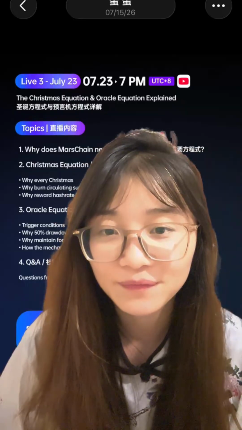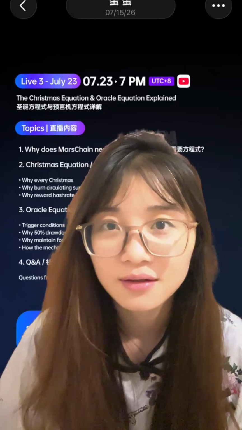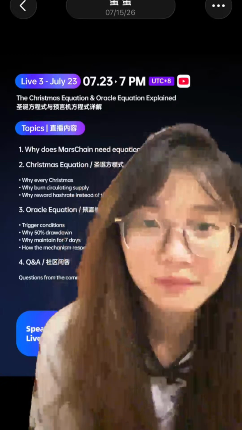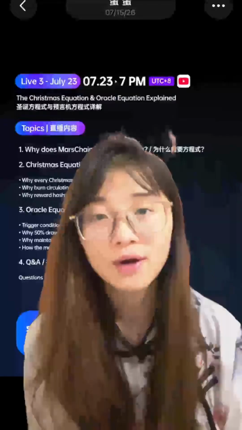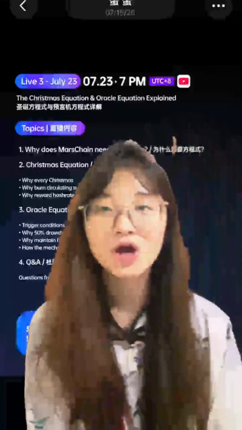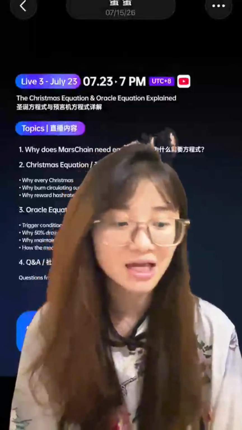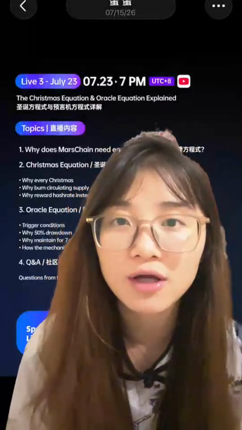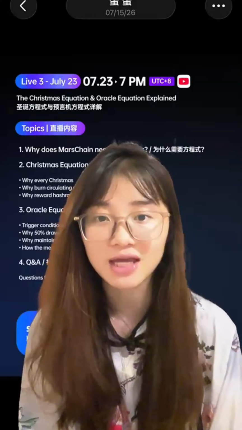And we can see that recently, with the increase of the price of tokens, the price of the Oracle protocol is changing. Do you see that? They're just changing, which also means that once the price is lower than the ATH, then the Oracle equation will be triggered, which will also protect the price of the Mars tokens.